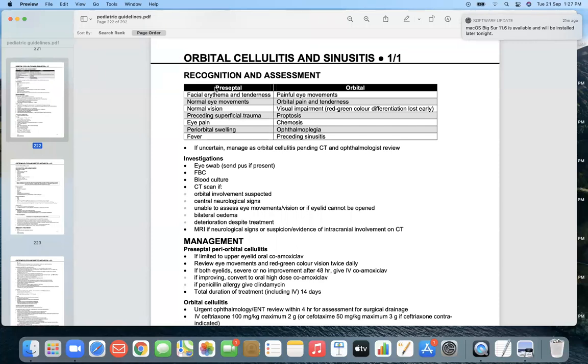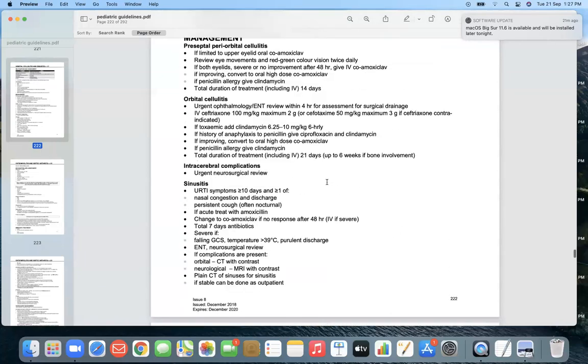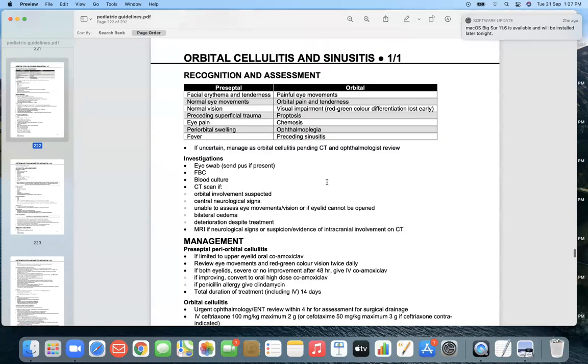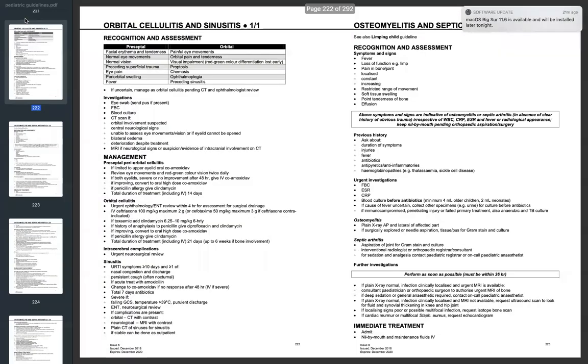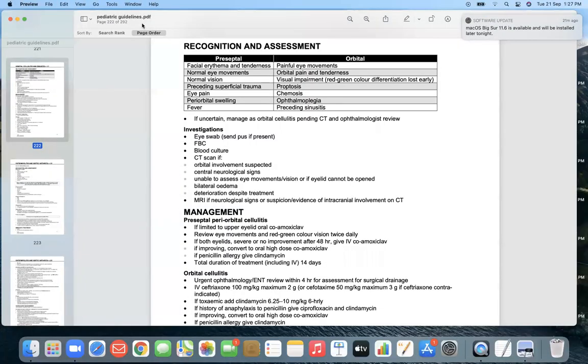Okay. So this is only one page of orbital cellulitis. I think if we remember this, it's enough. And this case, I think, has come once in the history station also, orbital cellulitis. So it's good to go through this. So there is preseptal cellulitis and the orbital cellulitis. I think preseptal is also known as periorbital, right?